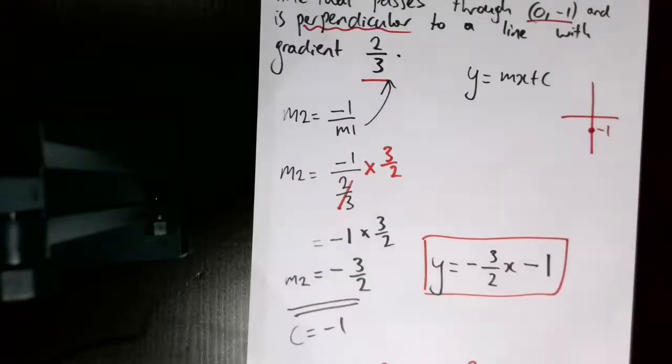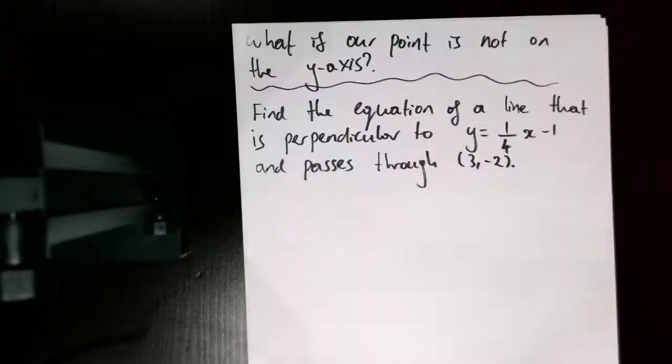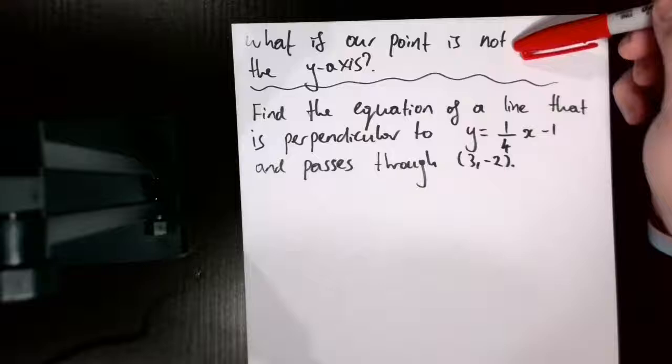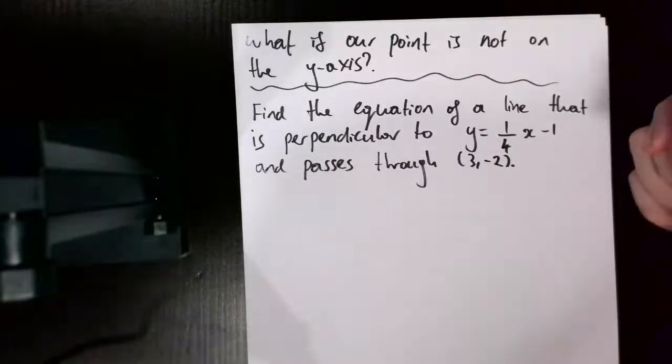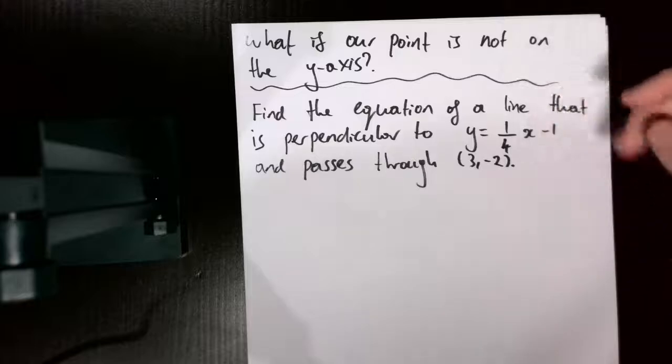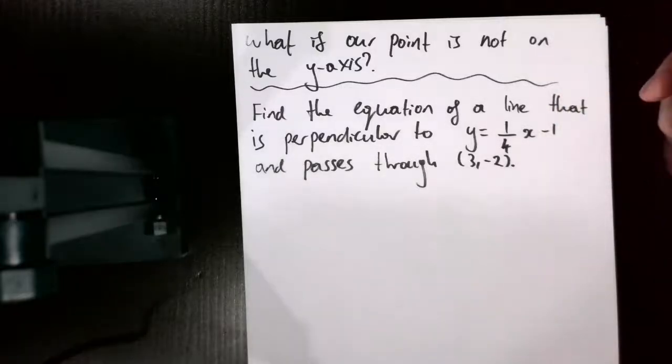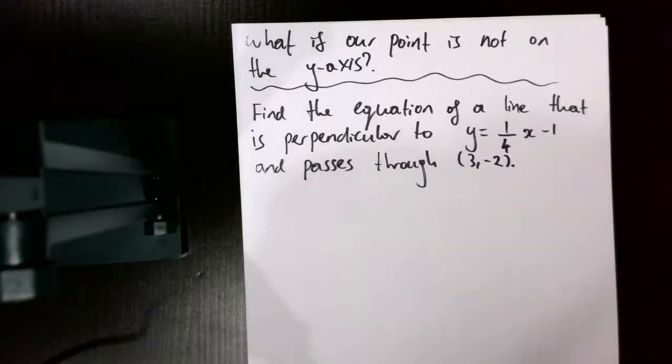We're going to have a look at that right now. Okay, so what happens if our point isn't on the y-axis? In both of our previous examples, both of our points were on the y-axis, right? Our vertical line going up and down on our Cartesian plane.